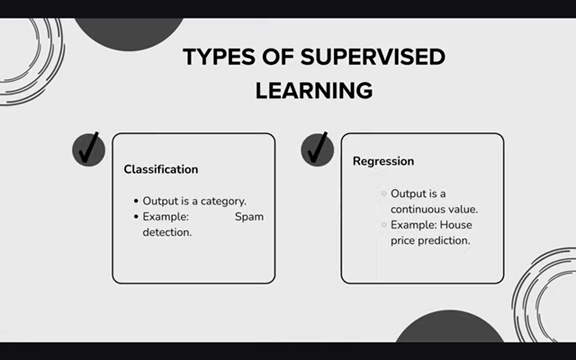There are two main types of supervised learning: classification and regression. Classification is used when the output variable is a category or a class label. For example, identifying whether an email is spam or not. Regression is used when the output is a continuous numerical value, such as predicting house prices, stock prices, or temperature. The choice between classification and regression depends on the type of problem being solved.